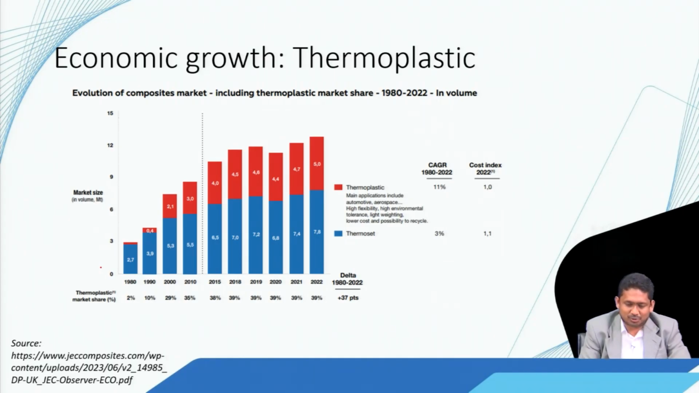This shows the economic growth trend of thermoplastics and thermosetting polymers. Thermoplastic polymers are shown by the red part of this bar, and thermosetting is shown by the blue part of this bar. So we can see that the use of thermosetting is more. However, the use of thermoplastic resins, or the thermoplastic matrices, is also increasing in a rapid way.